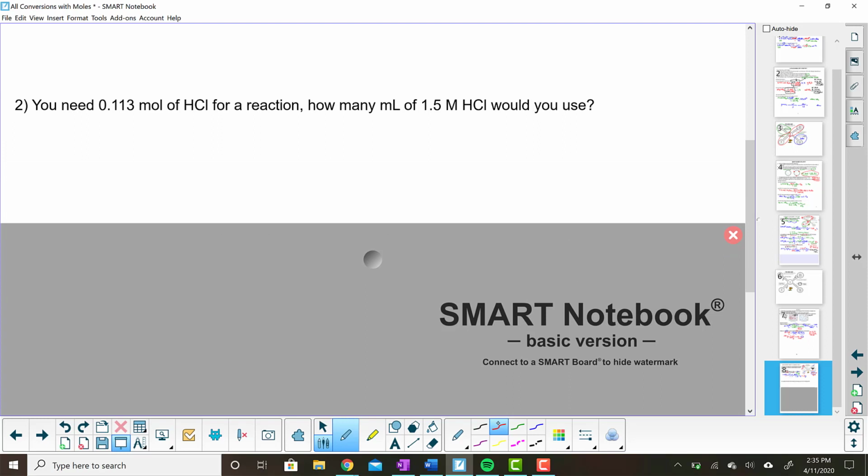In this problem, it says we have 0.113 moles of HCl for a reaction, and I want to know how many milliliters of 1.5 molar hydrochloric acid I would use. Okay, again, I have a lot of information. Let's break this down. So I have 0.113 moles of hydrochloric acid. I'm going to find milliliters. And another thing that I know is the molarity. Remember, as soon as you see that molarity, I want you to break it down. So we've got 1.5 moles of HCl per liter, in every 1 liter.